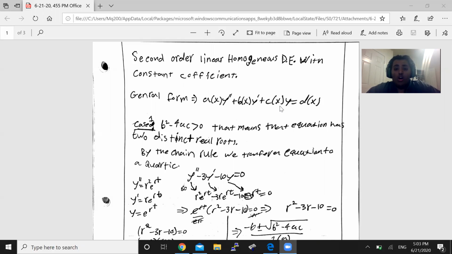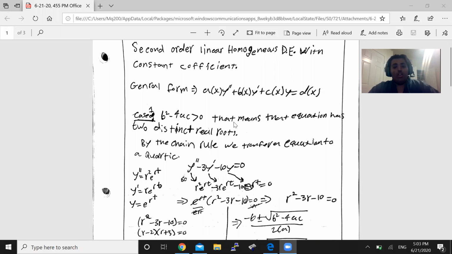How is it homogeneous? This equation has d of x, which has to equal 0, or it cannot be homogeneous. That's what homogeneous means. And with constant coefficients, a, b, and c are constants.